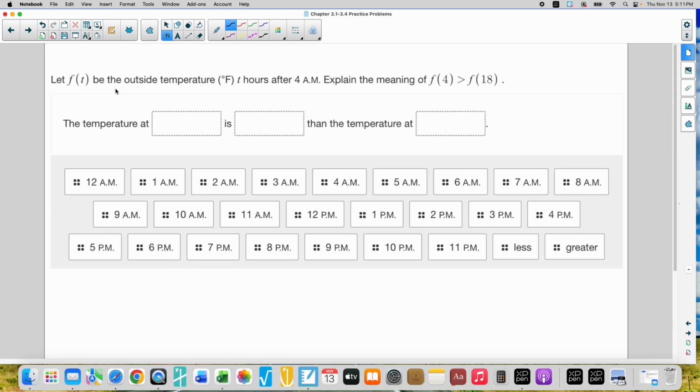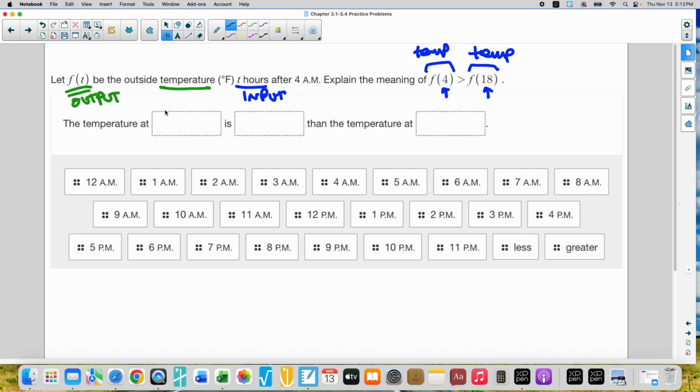Let f of t be the outside temperature in degrees, t hours. So f of t is my output, which is going to be temperature, and t hours is going to be my input. So explain the meaning of f of 4. This is the temp after 4 hours, and this is the temp after 18 hours. So the temp after 4 hours is going to be greater than the temperature after 18 hours.